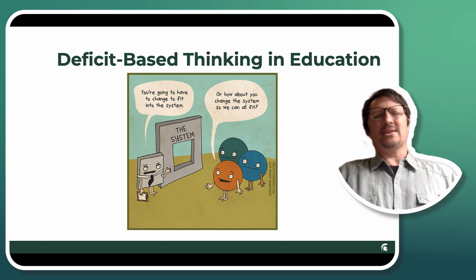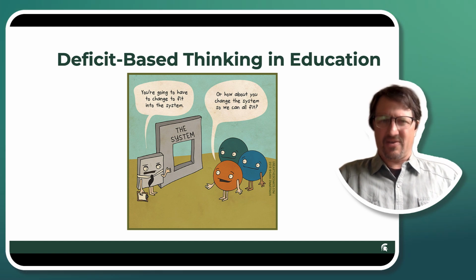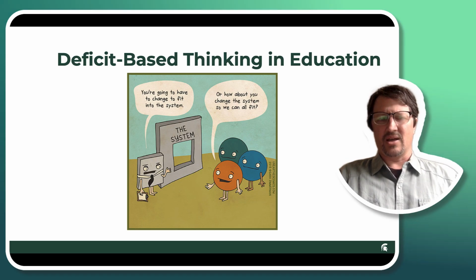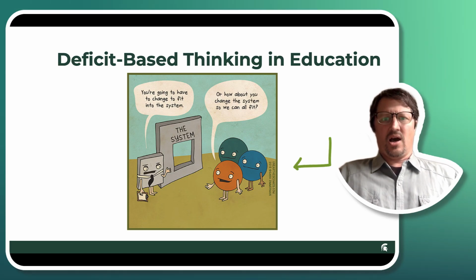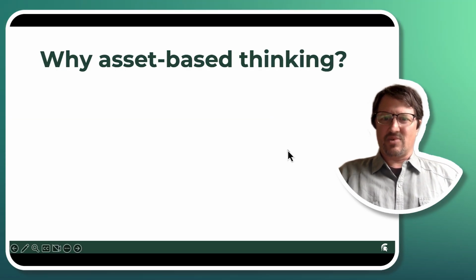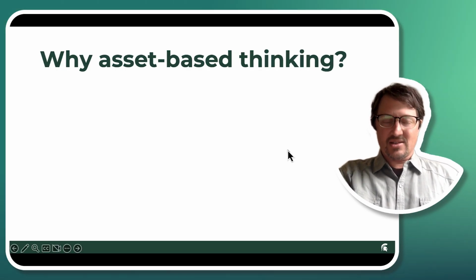Before we talk about asset-based thinking, what is deficit-based thinking? And I have a visualization here to think about that. You see the gray square on the left is saying, you're going to have to change to fit into the system. And the circles are saying, how about change the system so we can all fit? So that is a representation then of asset-based thinking.